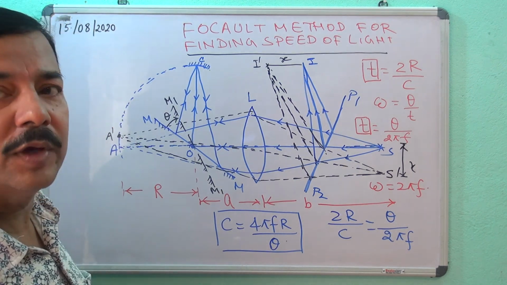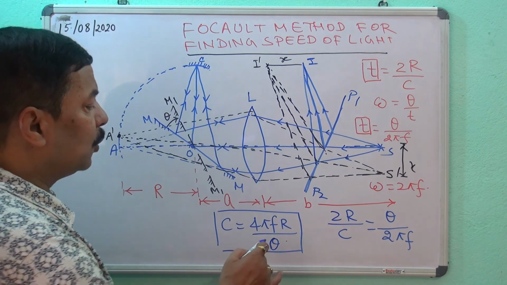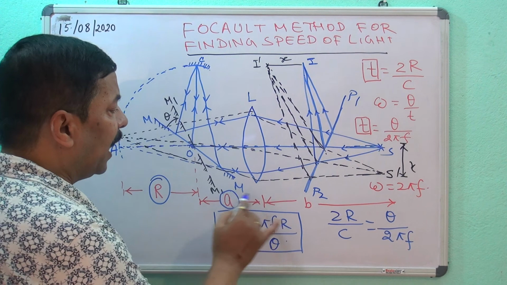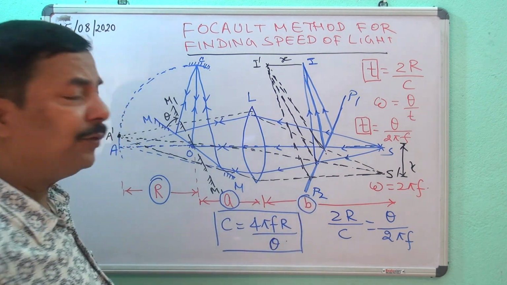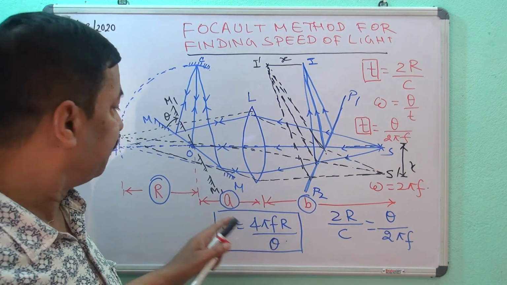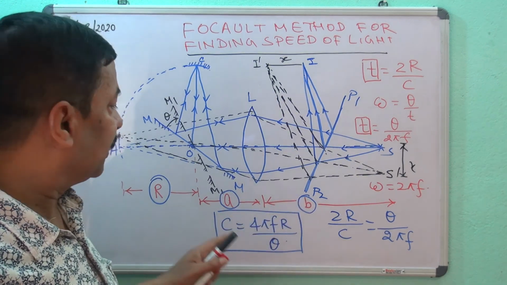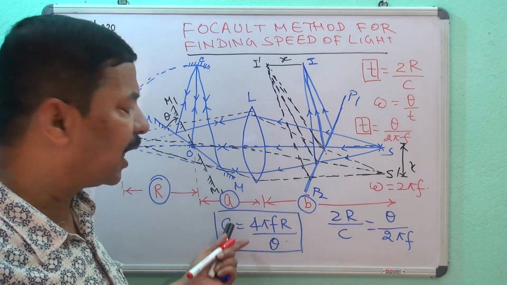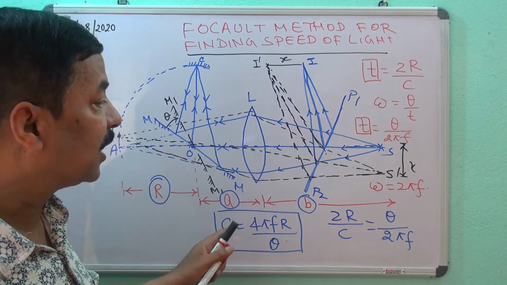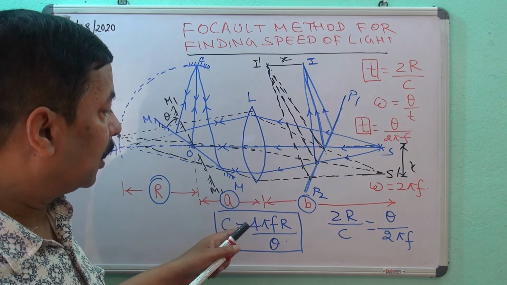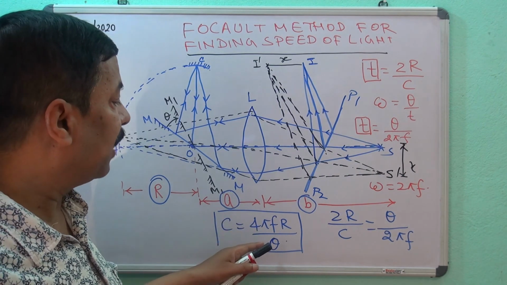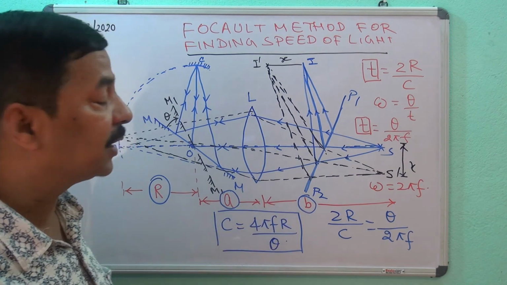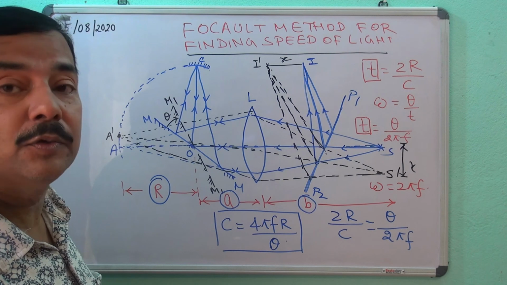So we will try to express the value of theta in terms of R, in terms of a, and in terms of b. If theta is expressed in terms of R, a and b, then R is measurable, a is measurable, and the distance b is measurable. We can easily measure the speed of light, and this is what we shall be doing: we will try to get the value of theta in terms of R, a and b, and for that you have to remember we will be using some geometry.